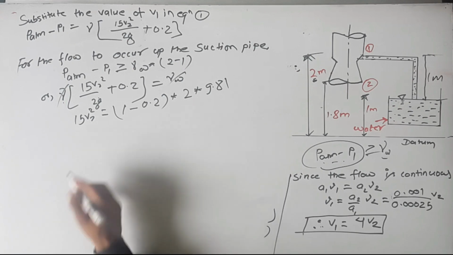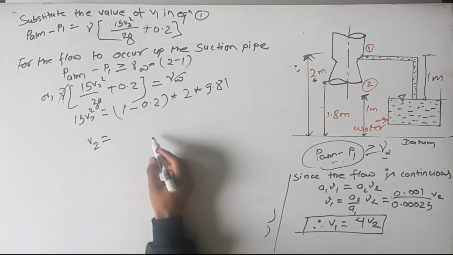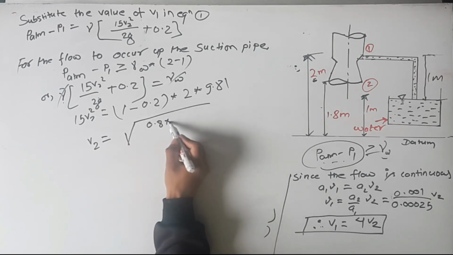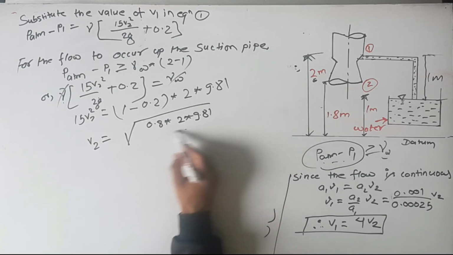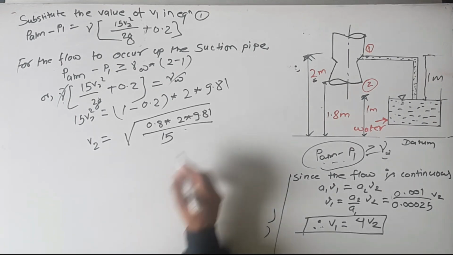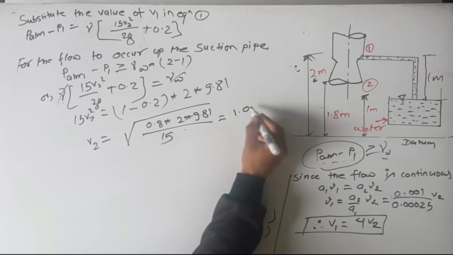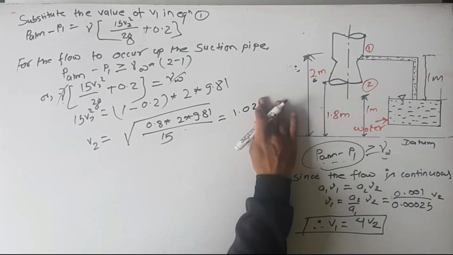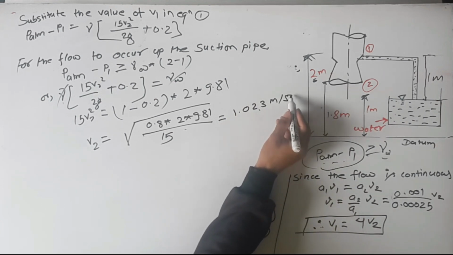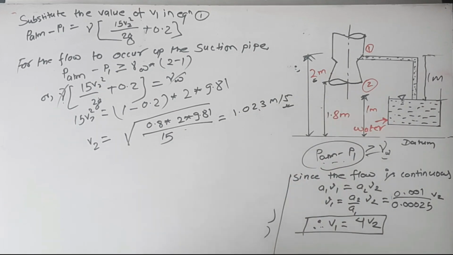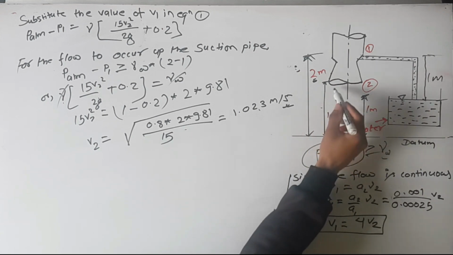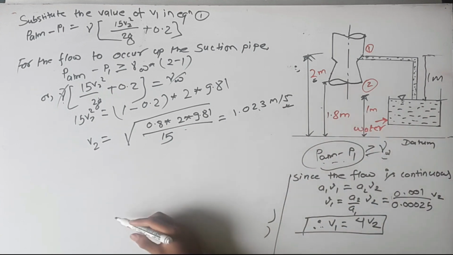Now we can find the value of V2. This V2 is the root of (1 minus 0.2, which is 0.8) into 2 into 9.81 upon 15. This is equal to 1.0229, or we can write 1.023 meter per second. The unit of velocity is meter per second. So now we can find the discharge. We found the velocity here. If we have area and velocity, we can find the discharge.